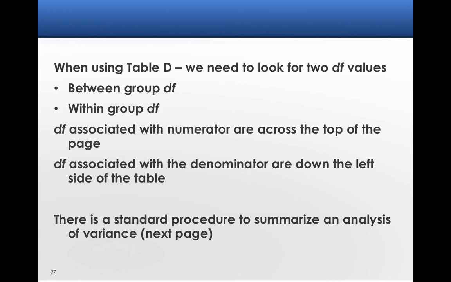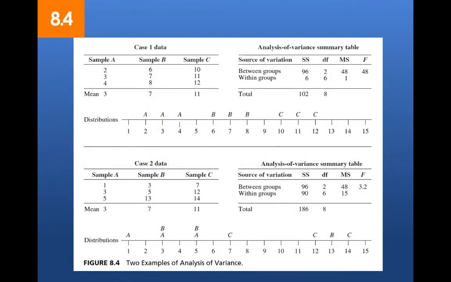When we use Table D, we need to look for two degrees of freedom values, the between group degrees of freedom and the within group degrees of freedom, okay? So let's look at how we do this. Okay, so here we've got our data. We've got 3 samples, sample A, sample B, sample C. Then we've got our analysis of variance summary table, right?